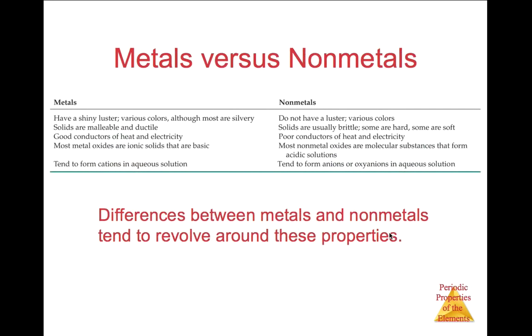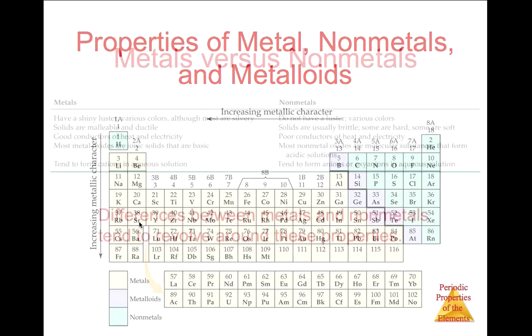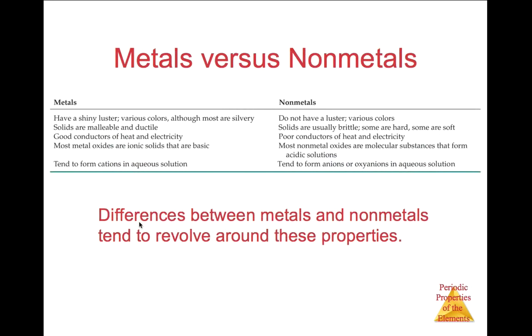Oh, one more thing. Notice that metallic character increases as you go to the left on the periodic table and as you go down. So where are the most metallic elements? Down here in the lower left-hand corner. Why is that important? Well, here are properties of metals versus nonmetals. And things that are more metallic have more of these properties than others.